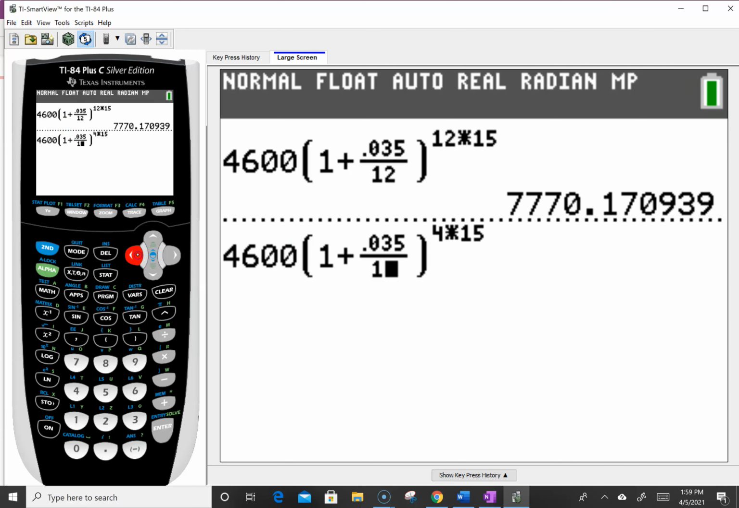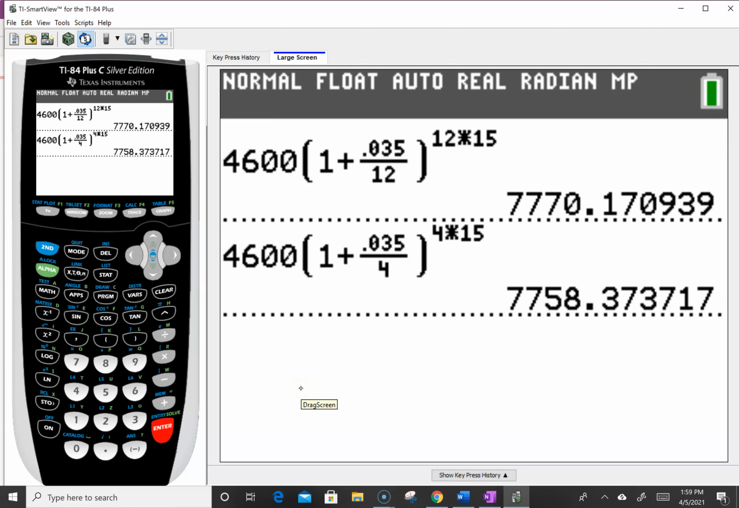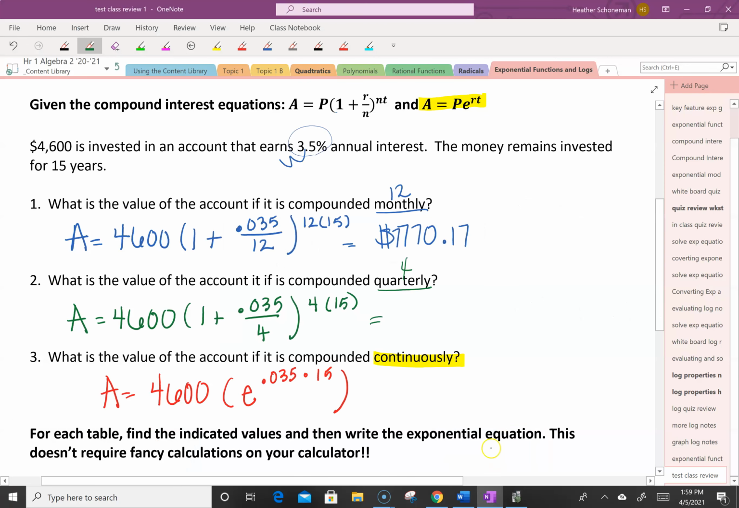And I'm going to do the same thing on the others. Put my cursor on the 1 and make it a 4. Go to the 2 and hit delete. And there's my equation, and I can hit enter. So you make a little bit less because it's not compounded as much. So you have 775837.